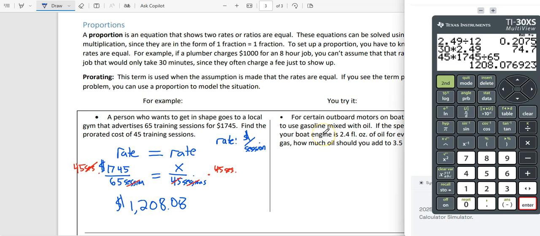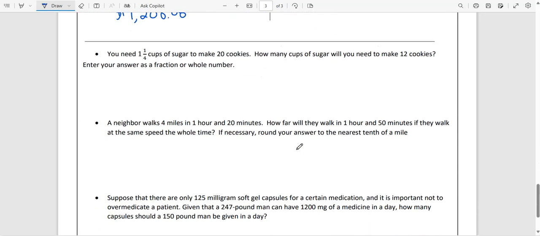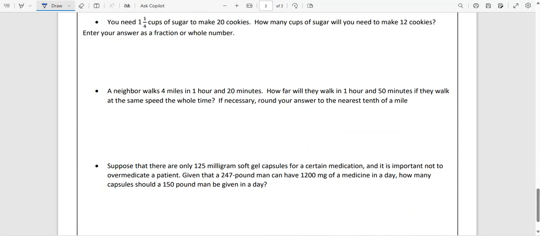Okay, go ahead and pause the video and work out the problem on the right. You should get 8.4 fluid ounces of oil. Okay, good. Pause the video again and work these next three problems out.